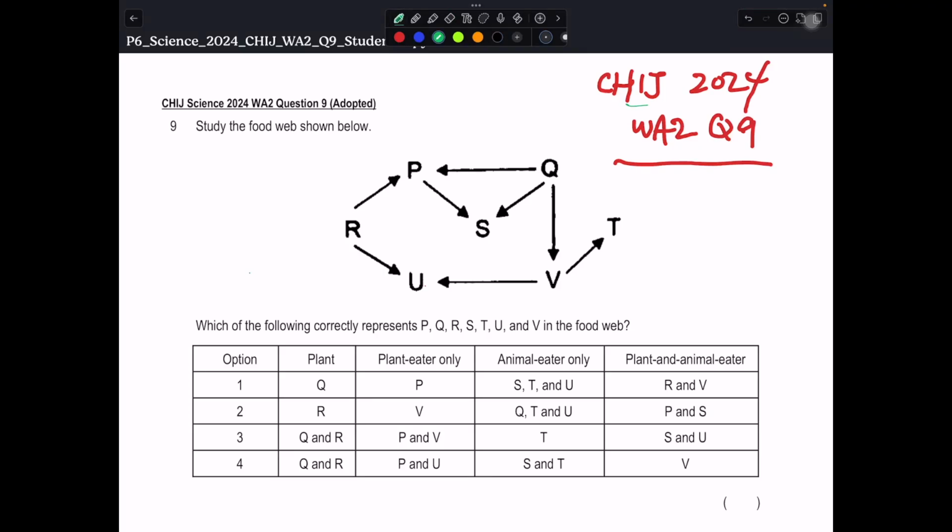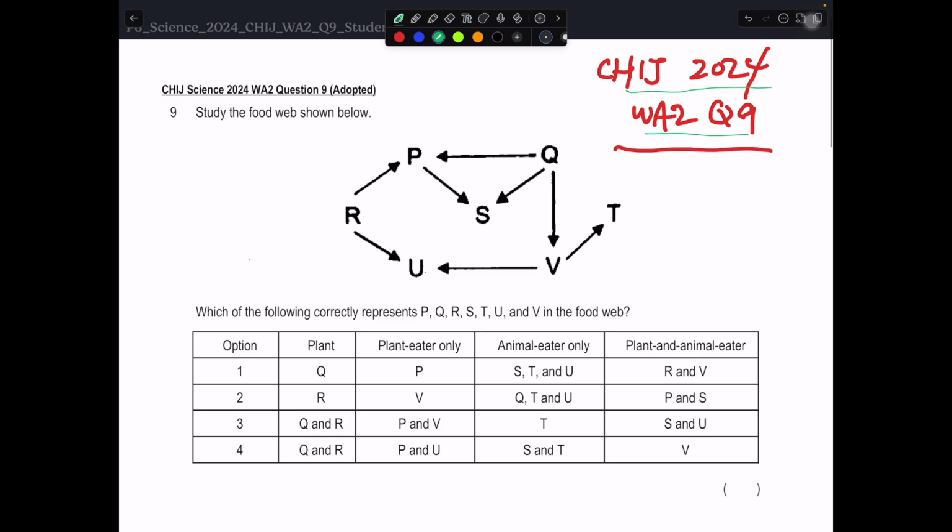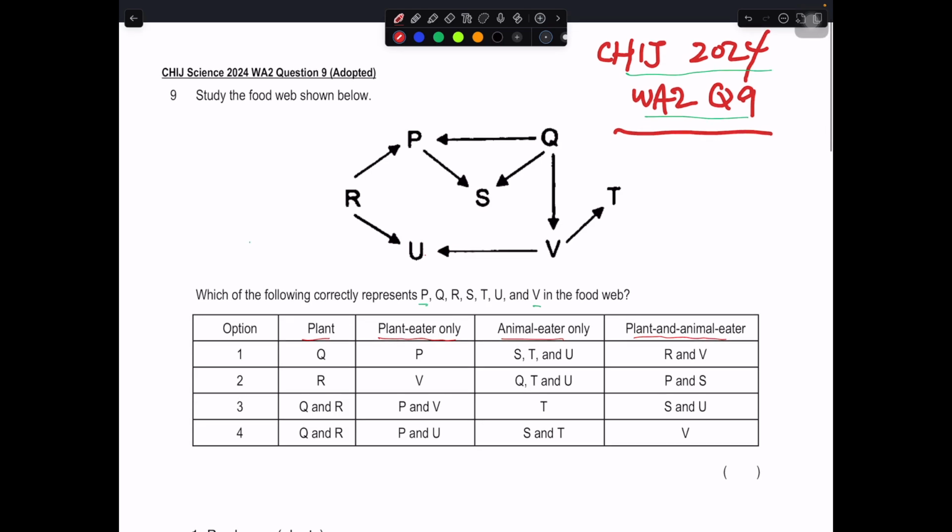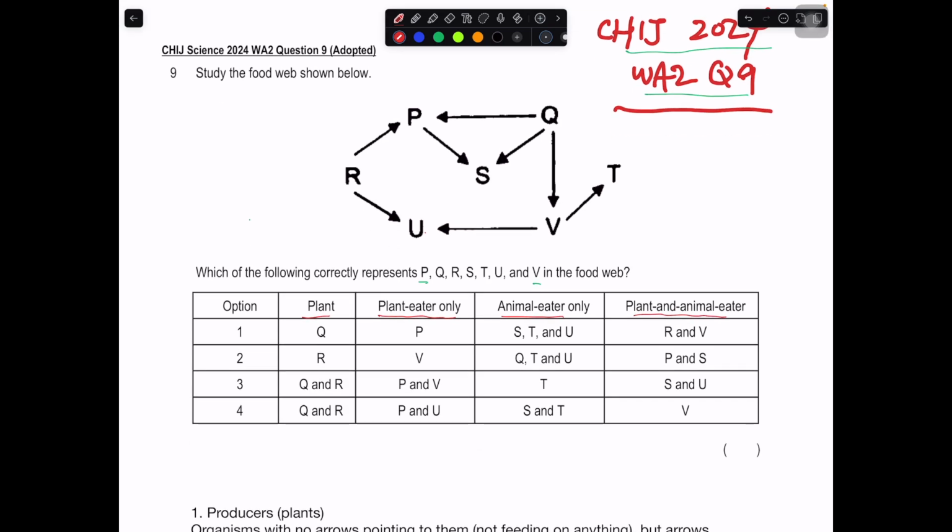Today I'll be going through CHIJ 2024 WA2 question 9. So this is the food web being given. There's so many letters from P all the way to V. Which of the following correctly represent P all the way to V in the food web? Then they give you plant eater, animal eater, and plant and animal eater. So you are supposed to go and correctly identify.